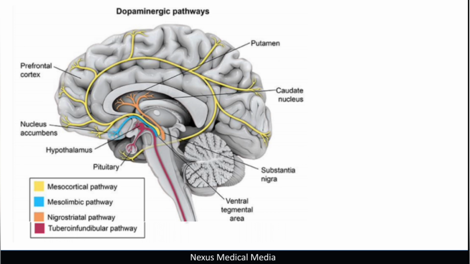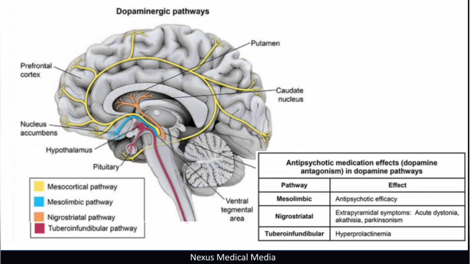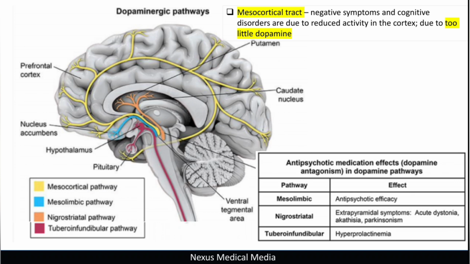So back to the different pathways. Firstly, you have the mesocortical tract or mesocortical pathway. That's where negative symptoms and cognitive symptoms come from, because in this case there is reduced activity of dopamine. There is too little dopamine. Next is the mesolimbic pathway. In the mesolimbic pathway, that's where positive symptoms come from, and this is due to increased dopamine.